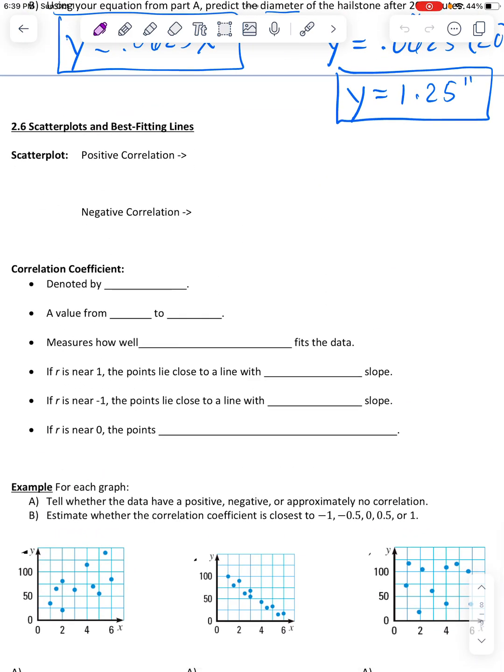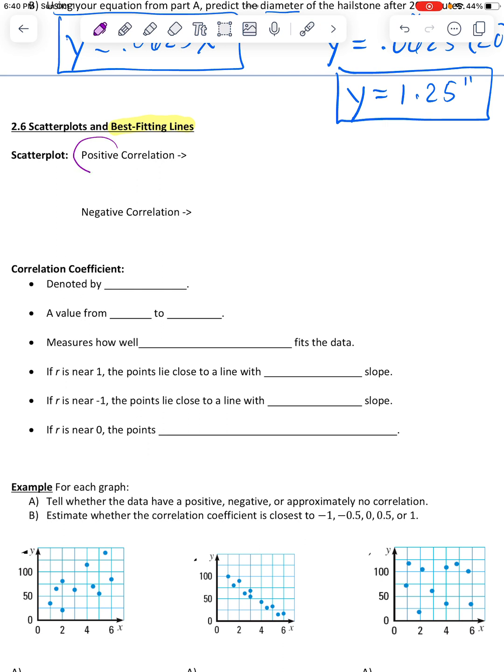This is 2-6, scatter plot and best fit lines, and the reason this is in here is we know how to find the equation of a line. You've done best fit lines, I would imagine, in science over the years, where you find a line that kind of represents the data, even though the data is not necessarily in a perfectly straight line.